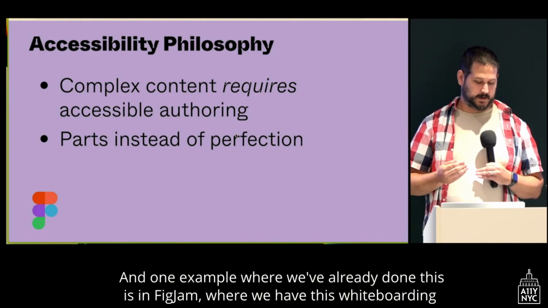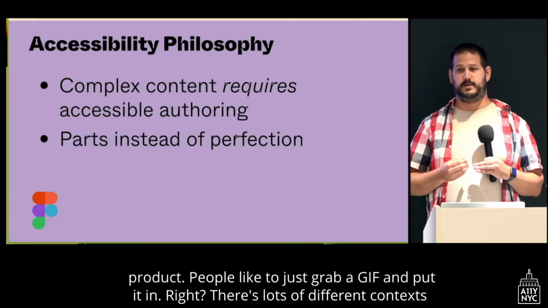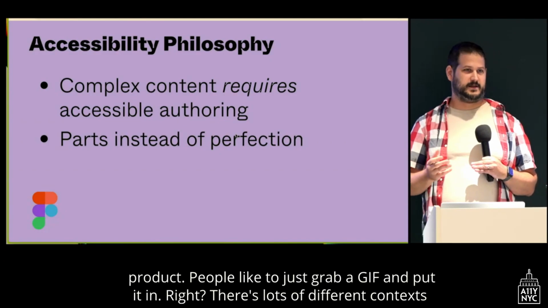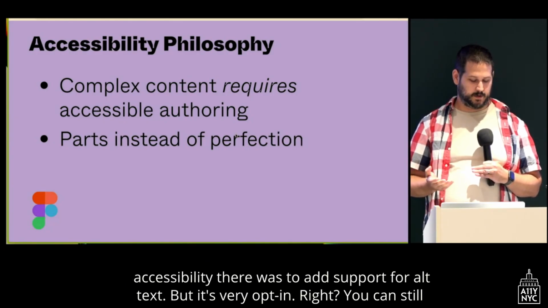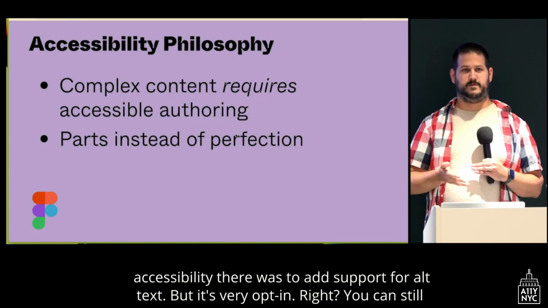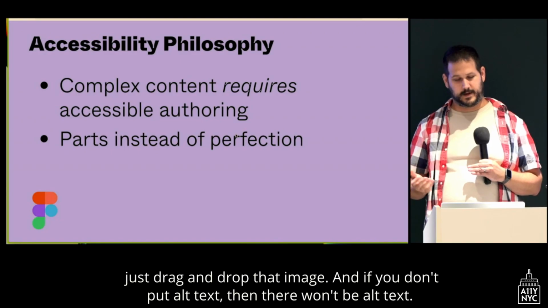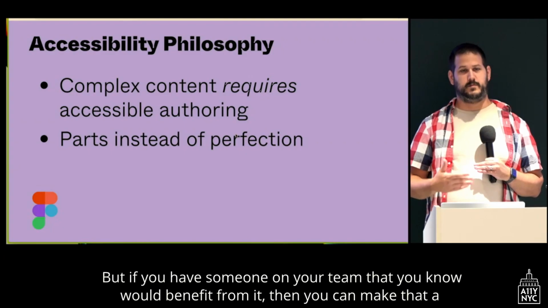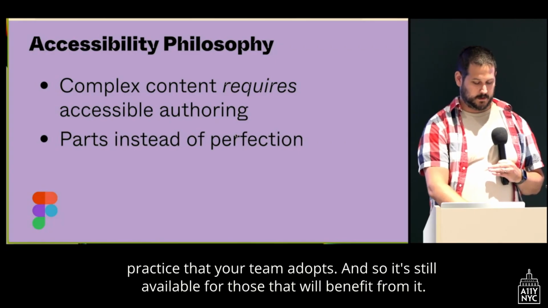And one example where we've already done this is in FigJam, where we have this whiteboarding product. People like to just grab a GIF and put it in, right? There's lots of different contexts that people put images into FigJam files in. And one of the things that we did when we were improving the accessibility there is to add support for alt text. But it's very opt-in, right? You can still just drag and drop that image, and if you don't put alt text, then there won't be alt text. But if you have someone on your team that you know would benefit from it, then you can make that a practice that your team adopts. And so it's still available for those that will benefit from it.